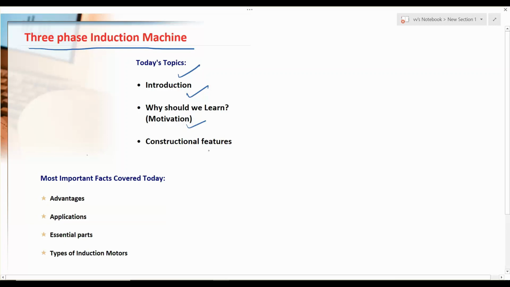And some construction features. ఇండక్షన్ మోటార్ కన్స్ట్రక్షన్ ఎలా ఉంటుంది, లోపల ఏ పార్ట్స్ ఉంటాయి, అవి ఎలా ఏ మెటీరియల్ తో తయారవుతాయి, సో వాట్ ఈస్ ద పర్పస్, సో ఎవ్రీథింగ్ విల్ బి లెర్న్ హియర్. అండ్ సమ్ ఇంపార్టెంట్ ఫ్యాక్ట్స్ కవర్డ్ టుడే. So these are advantages of induction machines, applications, and what are the essential parts inside, and what are the different types of induction motors. So these are the main topics we will cover today.